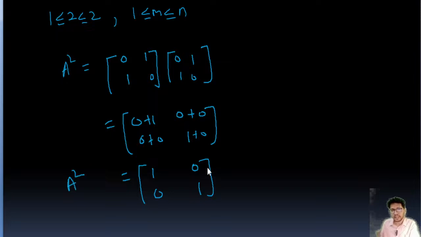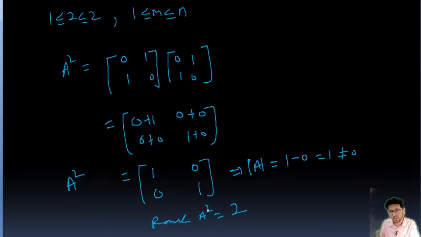Now for A square we'll find the determinant, that is 1 minus 0, that is 1, not equal to 0. It means the rank of A square is 2. So the rank of A and the rank of A square are both 2. Now we can see that options B, C and D can't be correct options.